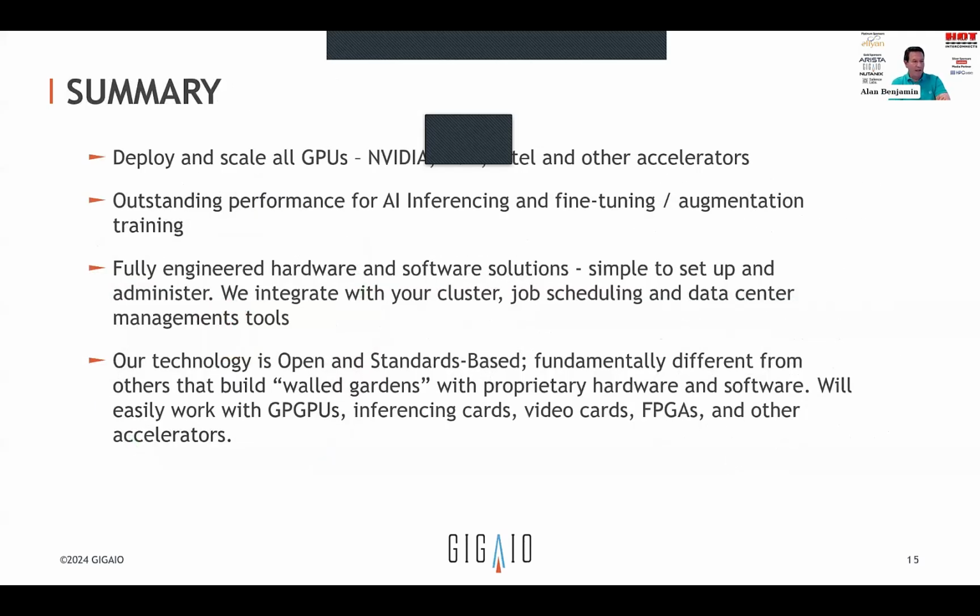So in summary, what we enable people to do across both of our platforms, both GRIF and Supernode, is to deploy and scale all GPUs, whether they're NVIDIA, AMD, Intel, or other companies. We get great performance. We achieve just about linear scale. They are fully engineered so that they are simple to set up and administer. The software tools are there, the hardware tools are there, and we integrate with your management tools. And we are open and standards based.